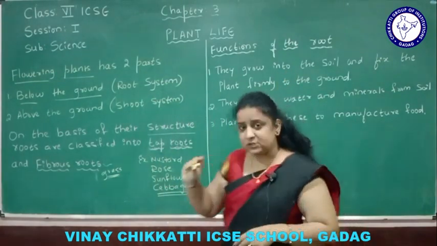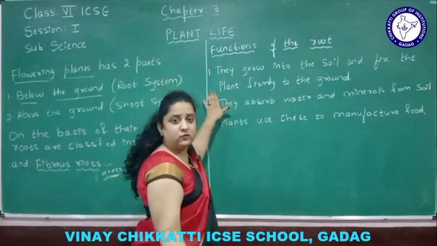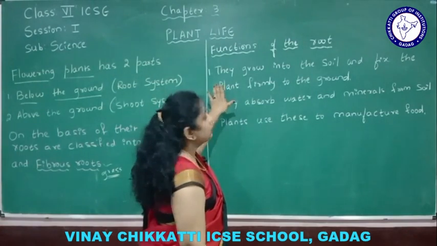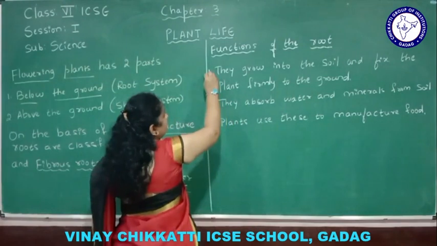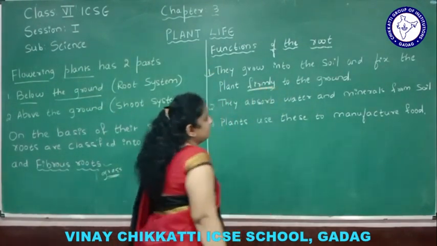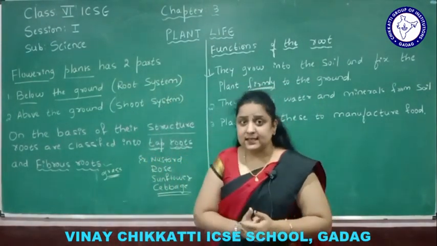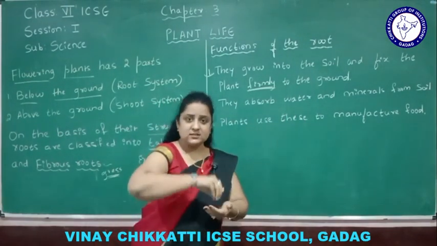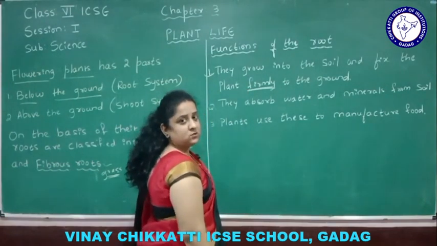Next, what are the functions of the root? It is very important. Now we have seen the structure of root, the meaning of root, types of roots. Now what do they function? How do they perform their functions? Number one, they grow into the soil and fix the plant firmly to the ground. As you know, animals can move, but plants, can they move? No, plants cannot move. So how are they fixed? They are fixed in the soil firmly with the help of structures called roots.